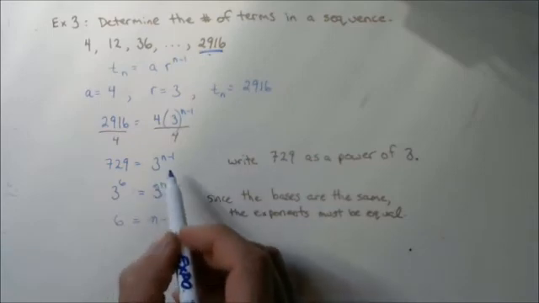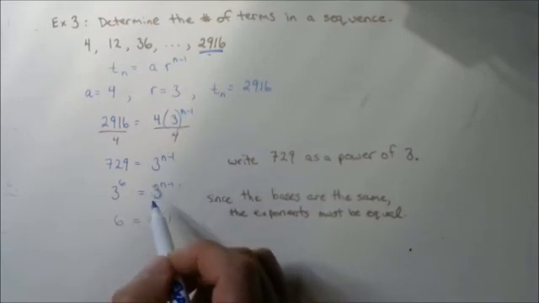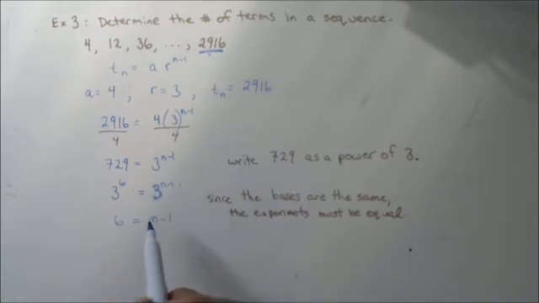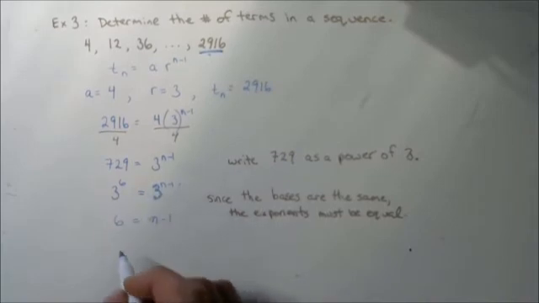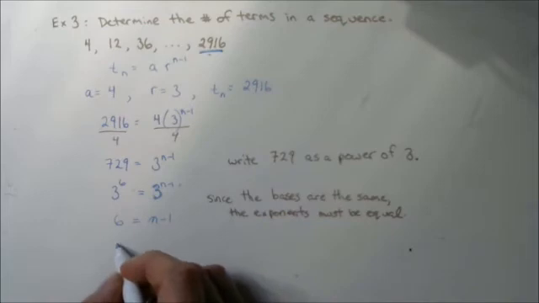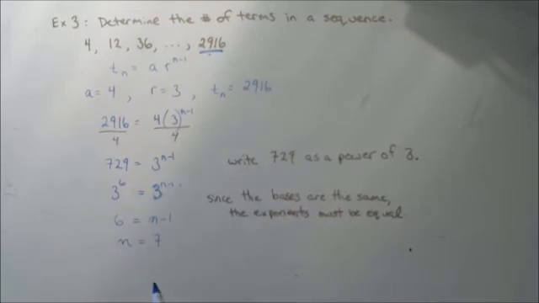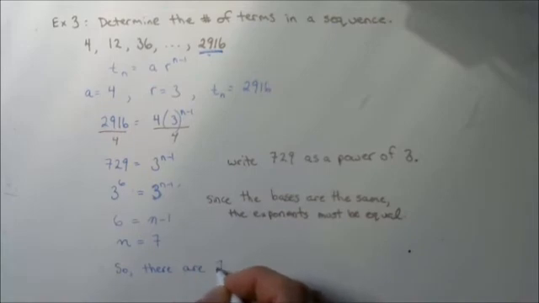And we took what looked like a challenging little expression here, thinking, oh, how are we going to do that? It's going to be like guess and check or whatever. It's not. We can just simply eliminate the base because they're the same. So the exponent must be the same. A little bit of algebra here. Add 1 to both sides. N equals 7. So there are 7 terms in this sequence.